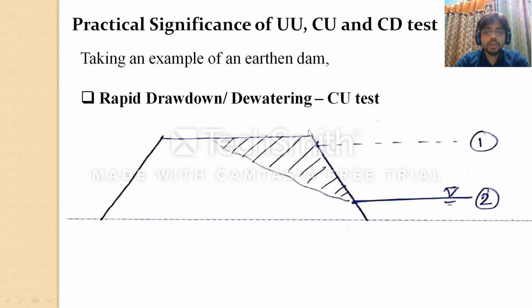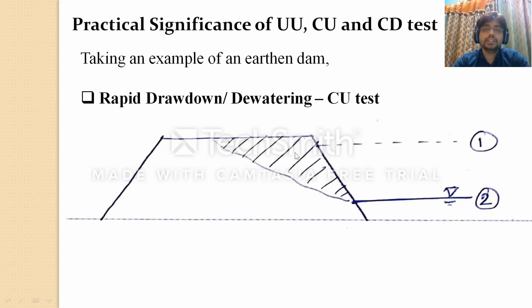Why? Because this is consolidated after the earthen dam is finished. If we provide some time to live, then it will be consolidated. Clear? And due to this drawdown effect, there will be some water in it which cannot be removed quite easily. So the excess water pressure is going to be generated. So this particular test condition should always be the CU test, that is the consolidated undrained test.